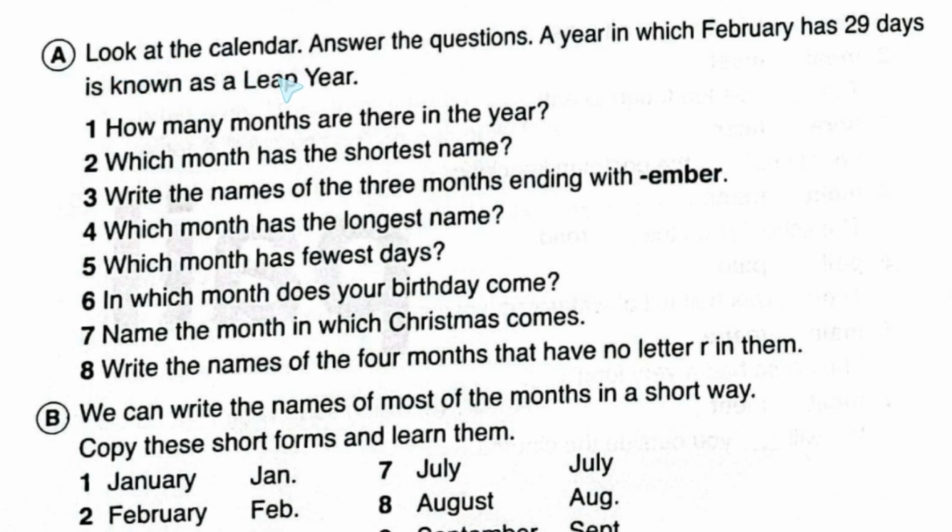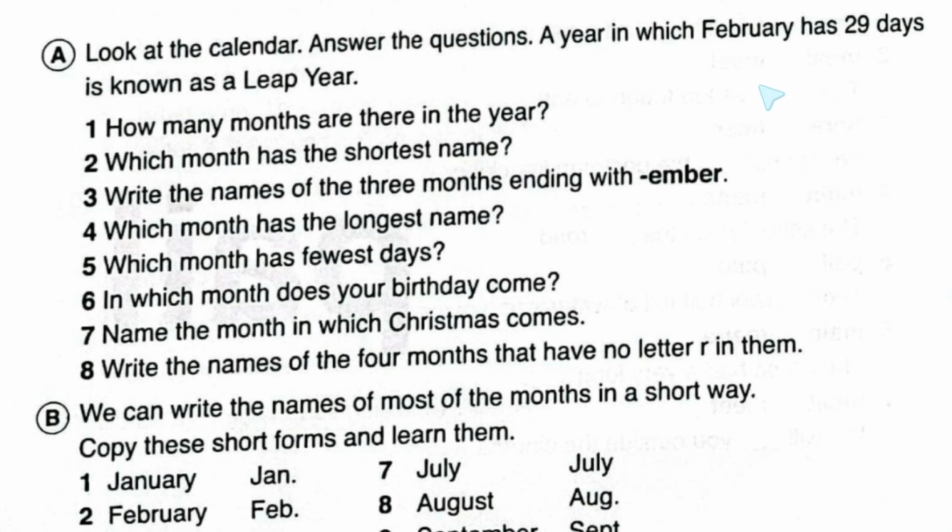Look at the calendar and answer the questions. A year in which February has 29 days is known as a leap year. If you want to find it out, you can divide the year by 4. If there is no remainder, then it will be a leap year.